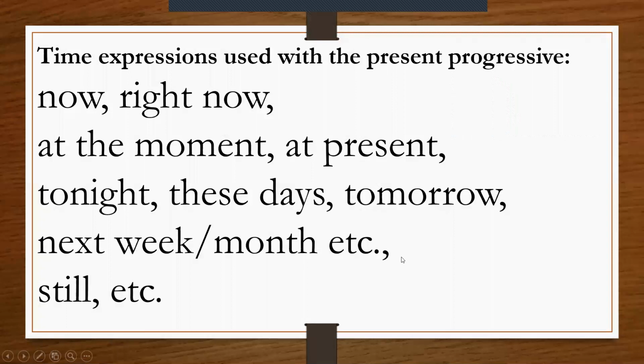Some time expressions that we use with the present progressive are now, right now, at the moment, at present, tonight, these days, tomorrow, next week, next month, etc.